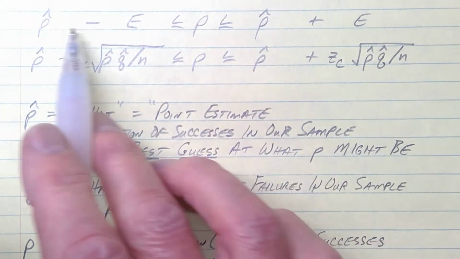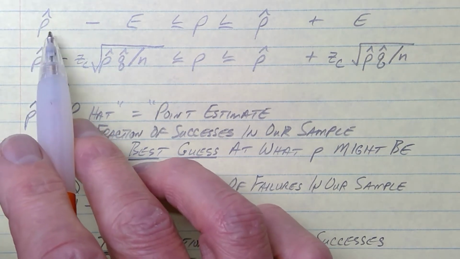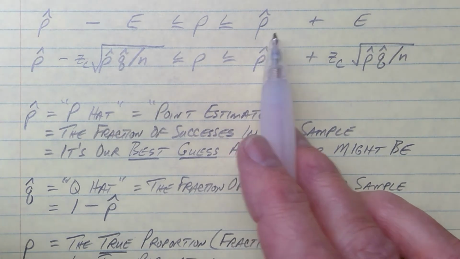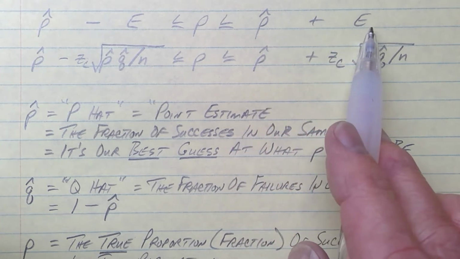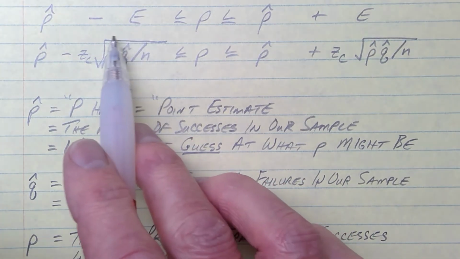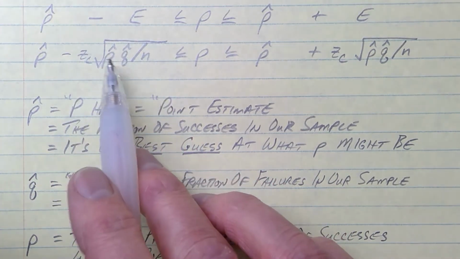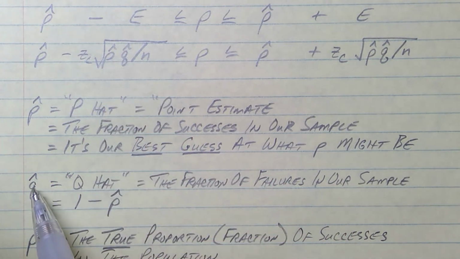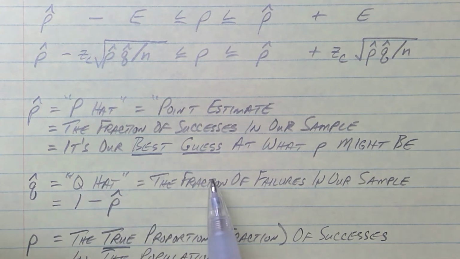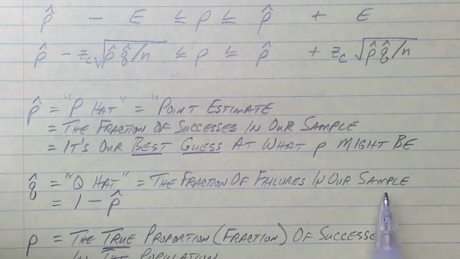So notice it's in two positions here. It's what we think it is minus a little bit of error, and what we think it is plus a little bit of error. Now for our specific formula, margin of error is this right here. And these symbols inside here, we need to know what Q hat is. Well, Q hat is what I call the rest of it. It's the fraction of failures in our sample.